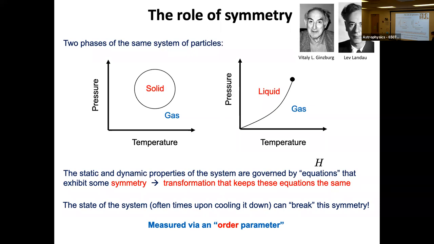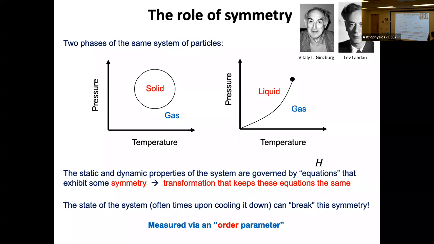So let me first define what we mean when we think about the notion that a particular system has a symmetry in the first place. We mean that the static and dynamic properties of the system are described by some set of equations of motion. Oftentimes, for the remainder of this talk, I'll be thinking about a Hamiltonian as the defining thing for that set of equations of motion. But however you want to think about it, Lagrangians, Hamiltonians, whatever you like, there's some set of equations of motion that govern the dynamics and static properties of the system of interacting particles. And when we say that that particular system of equations, the Hamiltonian, has some symmetry, we really mean intuitively that there's some transformation that keeps those equations the same. So the laws that govern that particular system, the equations of motion, don't change under a particular transformation. The Hamiltonian is invariant.